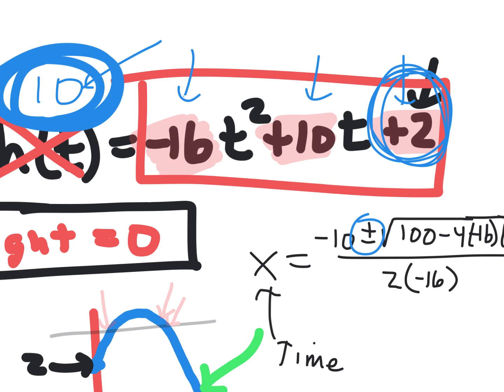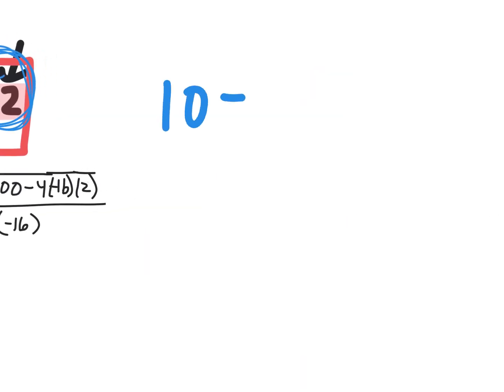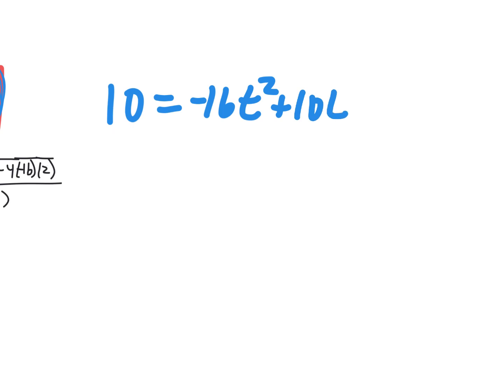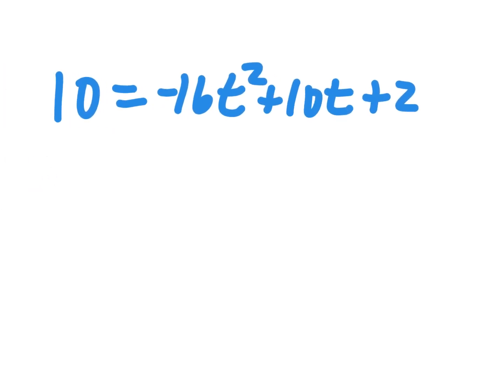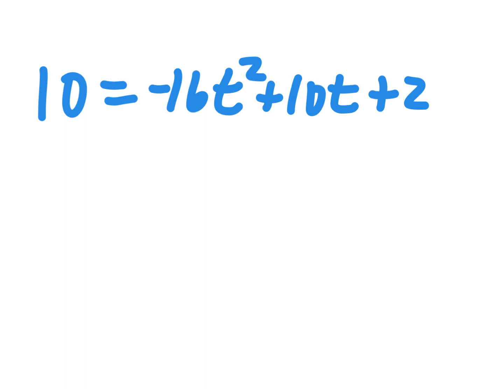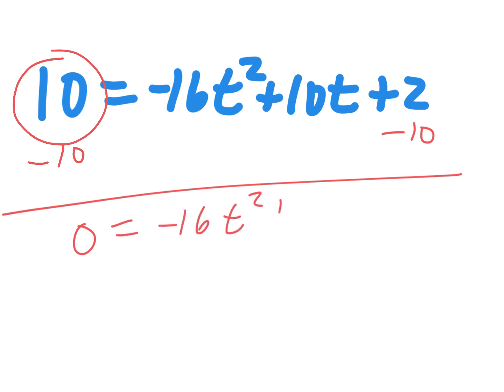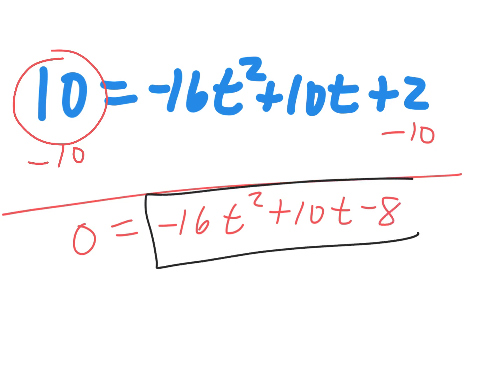So now I'm going to write that out. 10 equals -16t squared plus 10t plus 2. Because this is a height of 10 now, instead of a 0, you have one extra step, and that is you subtract 10 from both sides. And then you can do the quadratic formula. And that is all set up for the quadratic formula now.